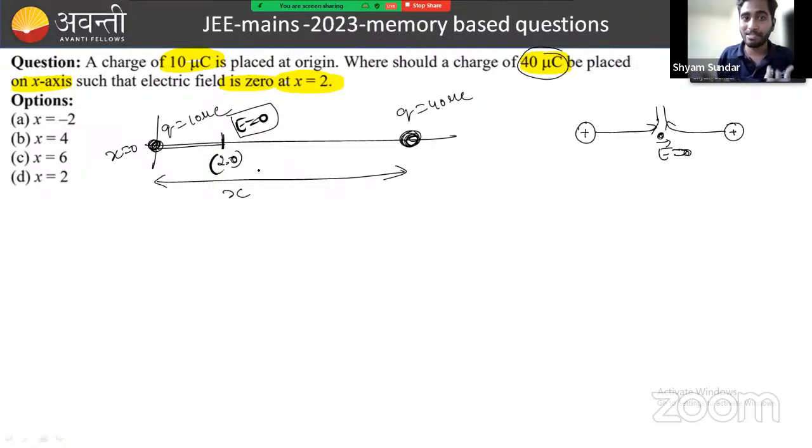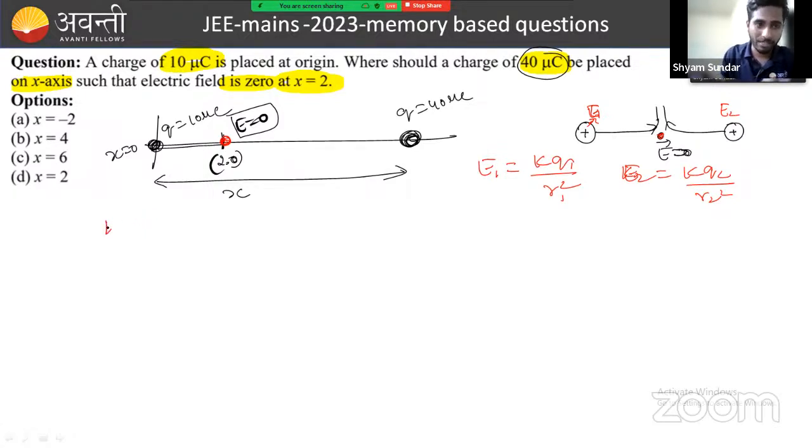Now one charge is 10 microcoulomb, the second is 40 microcoulomb. I don't know how to make this equal to 0, so we can calculate using this formula: E1 is equal to kq by r square. If the electric field intensity due to this charge is equal to that due to the other charge, then at this point the field intensity value will be 0. That's why I'm writing this. Similarly, E2 can be written as kQ2 divided by r2 square. We need to equate these two.